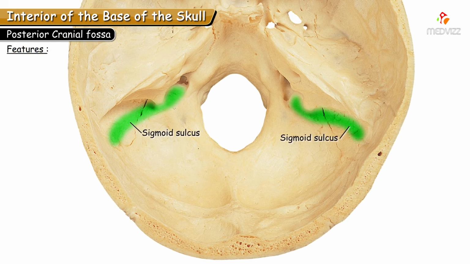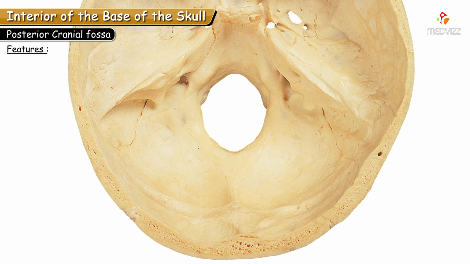Next, about the sigmoid sulcus. Sigmoid in anatomy means S-like, letter S. So it is the downward continuation of the transverse sulcus at the mastoid angle of the parietal bone. It continues to the lateral end of the jugular foramen and lodges the sigmoid sinus and continues below to the foramen of the internal jugular vein.